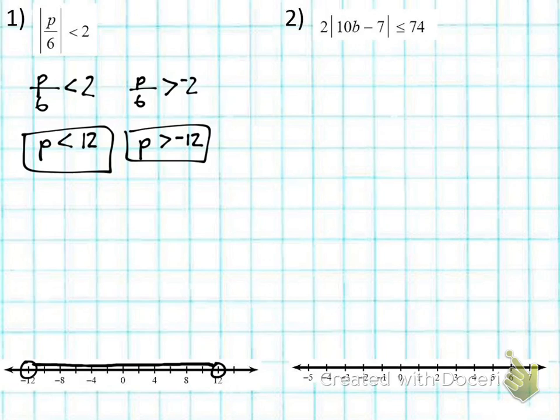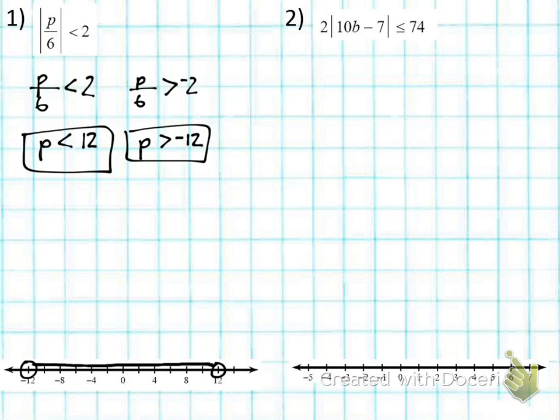But the solutions go up to 12 but do not include 12, okay? So if I pick 11.59, that would be a solution. What about negative 12? Negative 12 divided by 6 is negative 2. The absolute value of negative 2 is 2. 2 is not less than 2, okay? So this is kind of like logic, right? It has to make sense. It has to have logical sense. All right? Does that make sense so far, number 1?